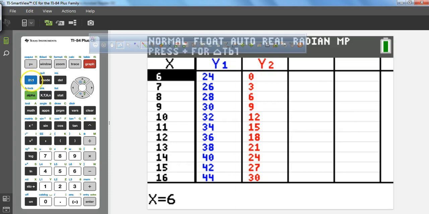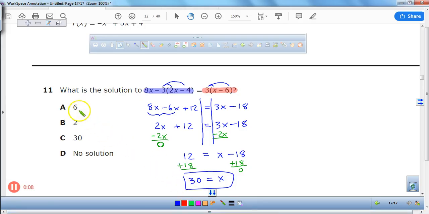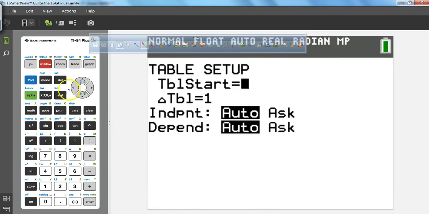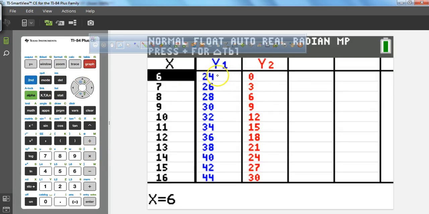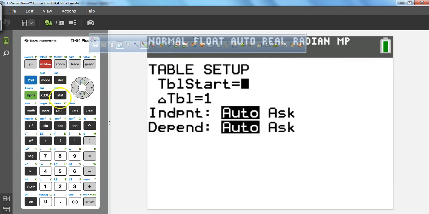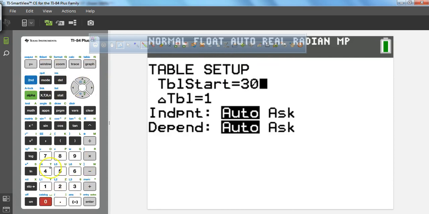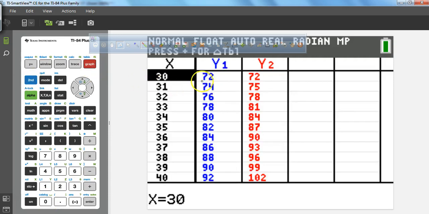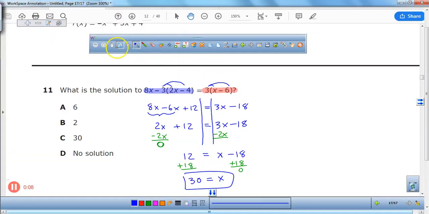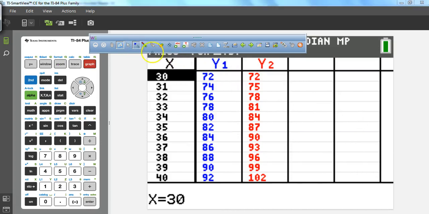So here's how you can check your answers. I'm going to check 6, I'm going to check 2, I'm going to check 30. That's going to be our answer. So here's how you do it. You hit second window. You check 6. Do these numbers match? Nope. Second window, you check 2. Second graph, do those numbers match? Nope. Second window, check 30. Those numbers match. That means you found the right answer.